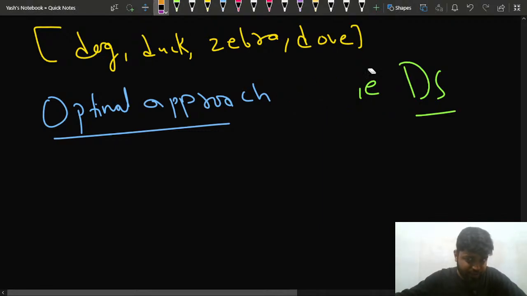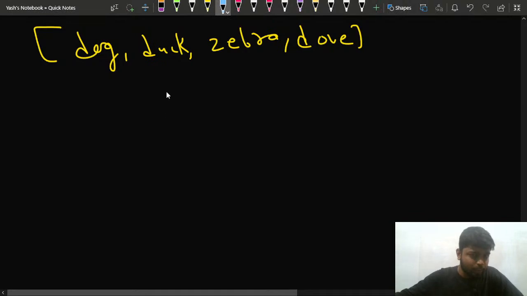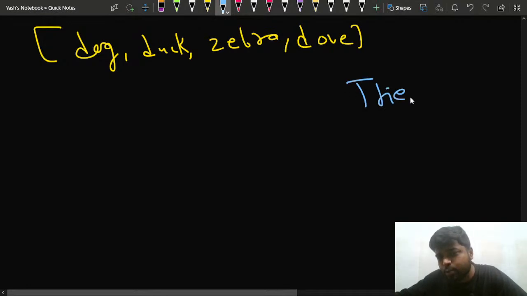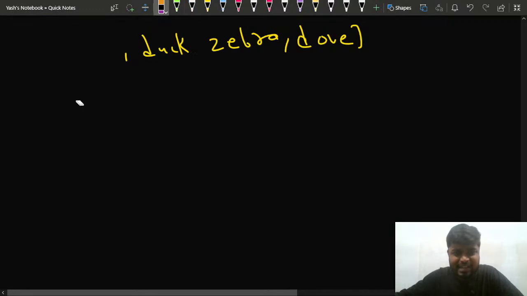So how can we do this? What I can do is build a trie. The trie helps me insert a particular word into it. I'll show you how a word gets inserted in a trie. If I have a root, the trie will always have a root. The trie data structure always has a root.